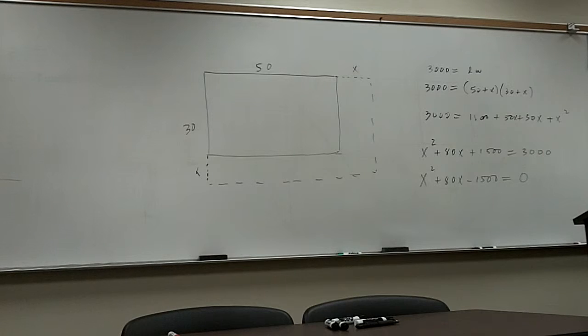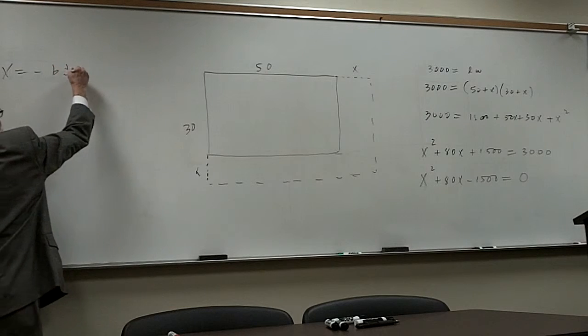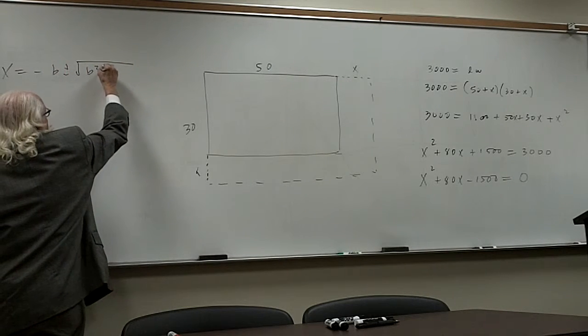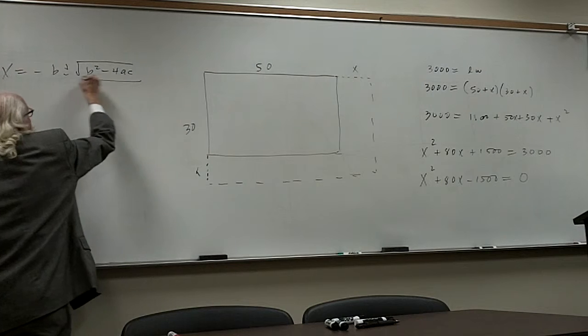Complete the square. Why? Because it's an even number on that first. The 80 is an even number. You can pretty easily do that. But you can also do what? x is equal to minus b plus or minus the square root of b squared. I got that. I get it.